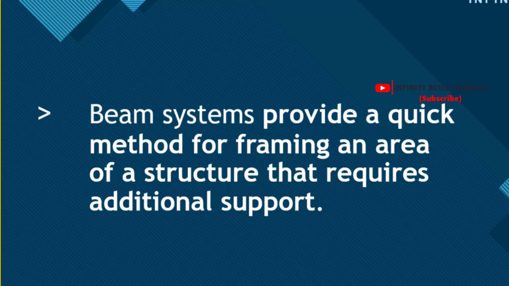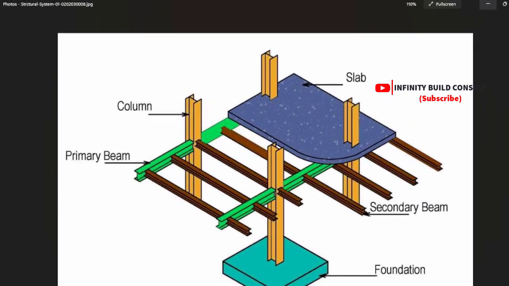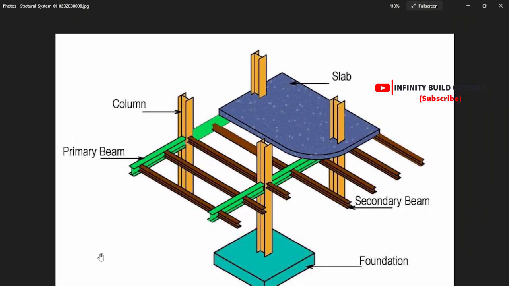So we have an image here in which we are going to see how the beam system looks. You can see we have the primary beam in a green color, the secondary beam in a brown color, we also have the slab on it, and these columns are the support, as the definition says. So we move on to the types of a beam system.